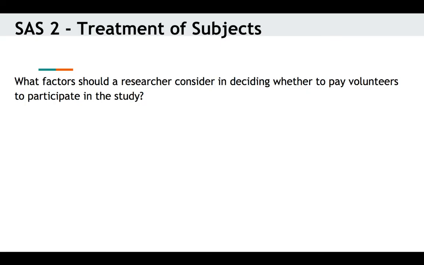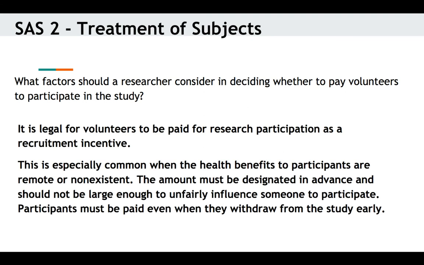All right, what factors should a researcher consider in deciding whether to pay volunteers to participate in the study? It is legal for volunteers to be paid for research participation as a recruitment incentive. You're going to see a lot of them around Texas A&M because they have a lot of research facilities around the campus, and they pay people for a lot of things. It's especially common when the health benefits to participants are remote or non-existent. For instance, there's not a lot of health benefits around for diseases like cancer. They're very remote. You have to go somewhere to get them. If it's a research study locally, here in Bryan College Station, it may prevent them from having to go all the way down to Houston to get treatment.